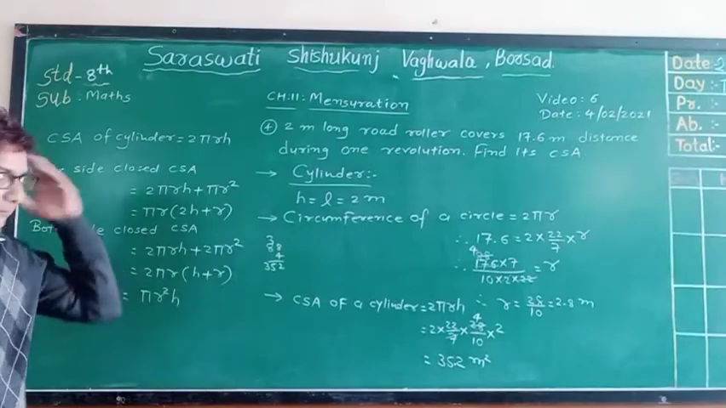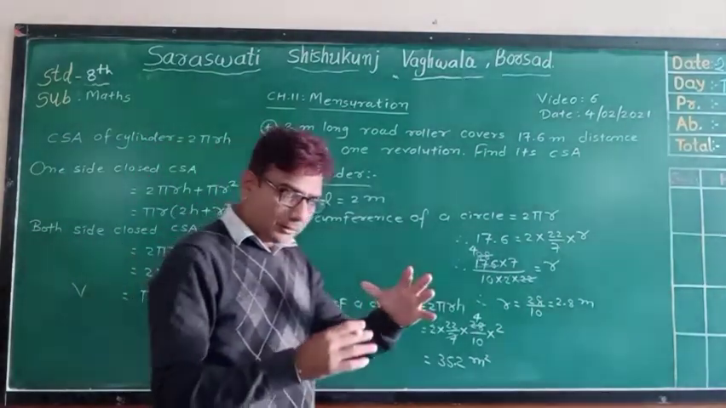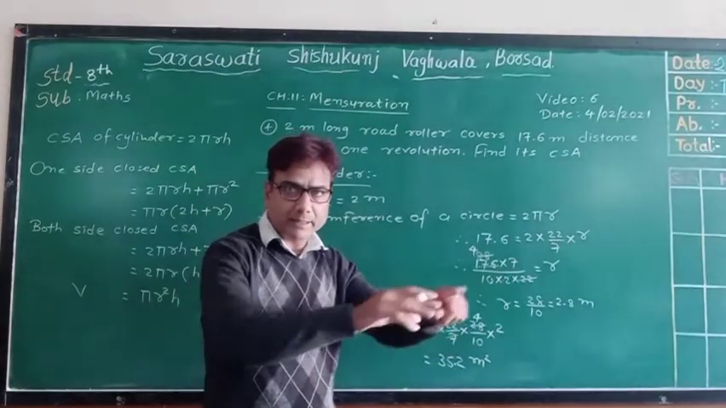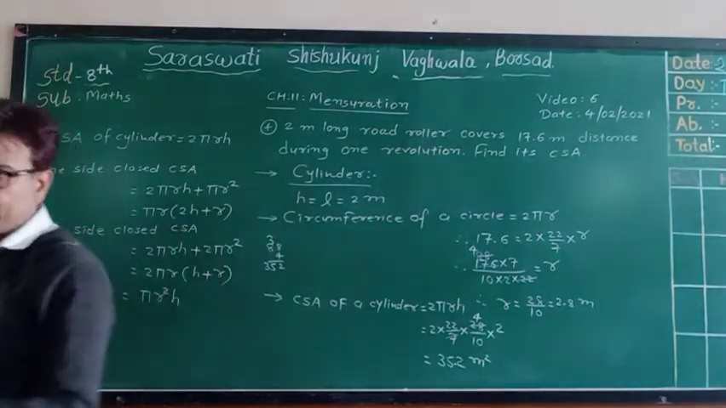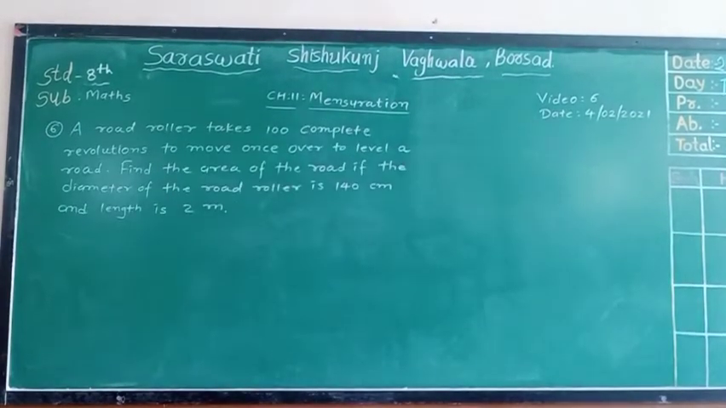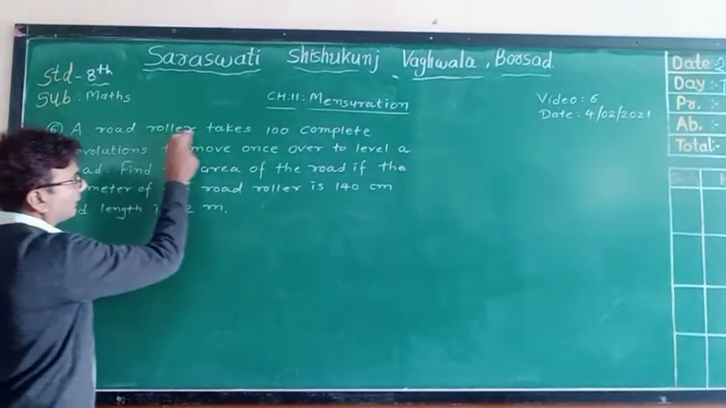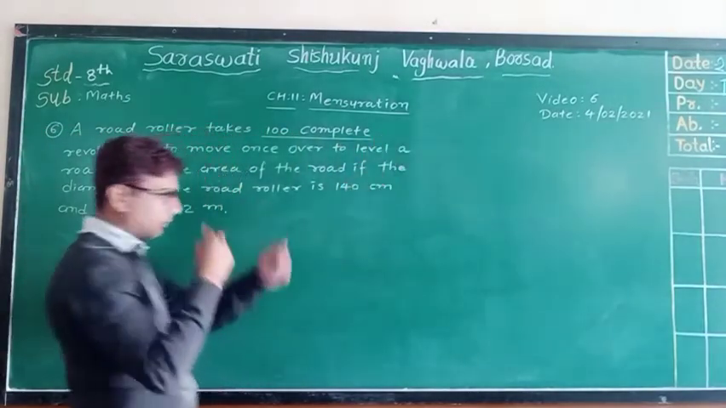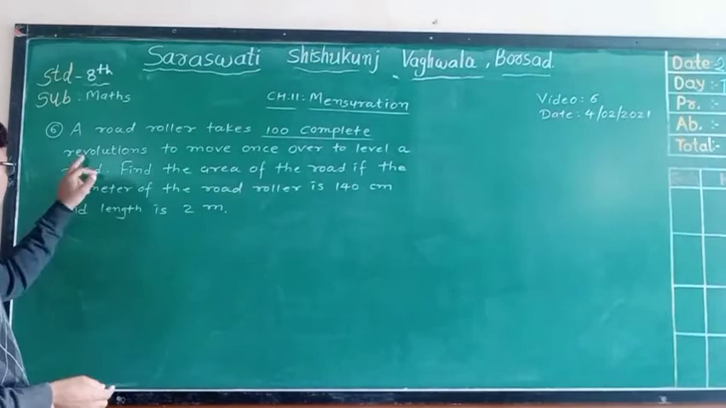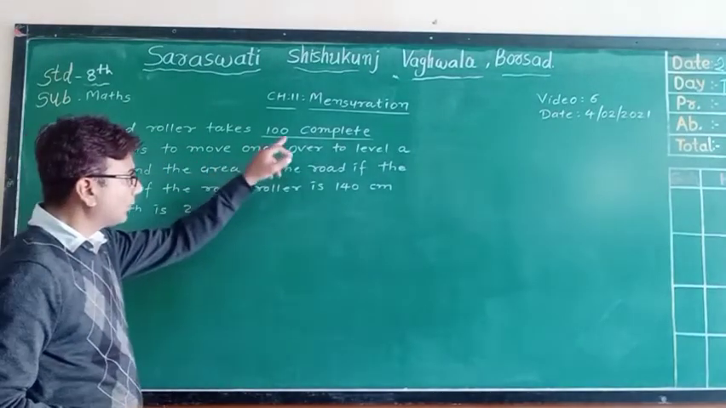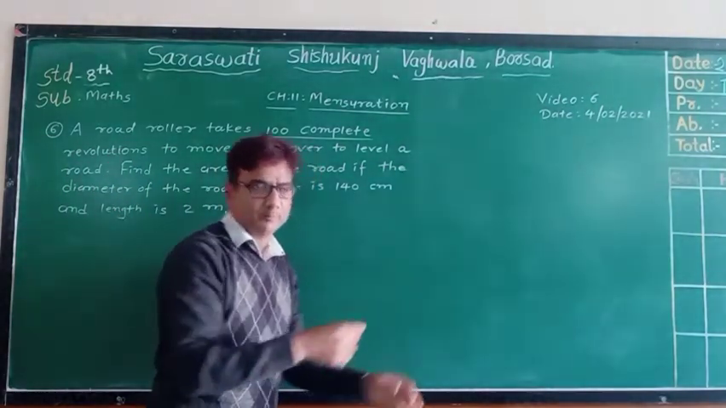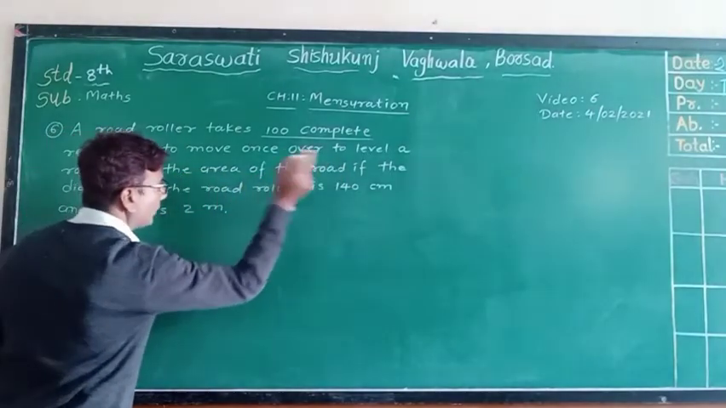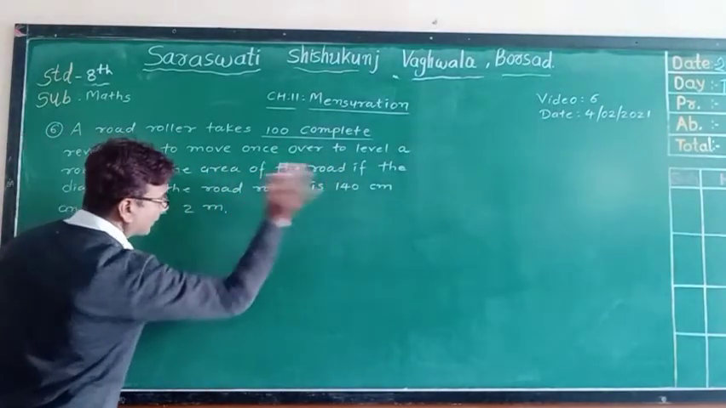Understood? So if that road roller rolls one time, then how much area can it cover? It can cover 35.2 meter square of land in one revolution. Now the next one: a roller takes 100 revolutions to move once over to level a road. That means the roller moves 100 rounds. Find the area of the road if the diameter of the roller is 140 centimeter.